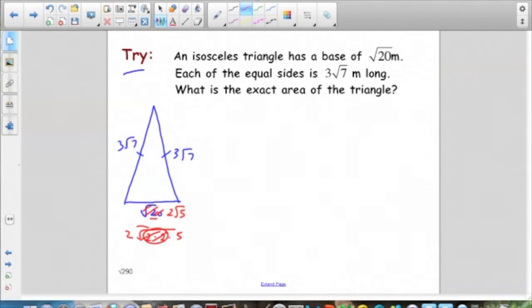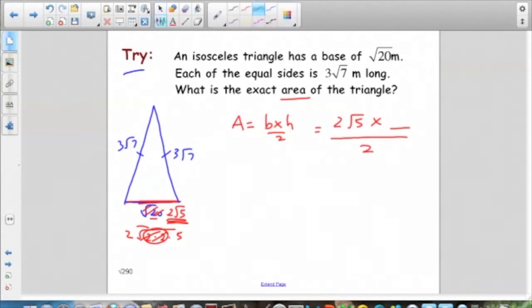Now what is the question asking us? Well, it's asking us to find the area. Well, we just did that. Area is base times height divided by 2. Well, what do we have? Well, we have the base. The base is down there at the bottom, right there. That's the base. That's 2 root 5. We don't have the height, so we have to go find the height.